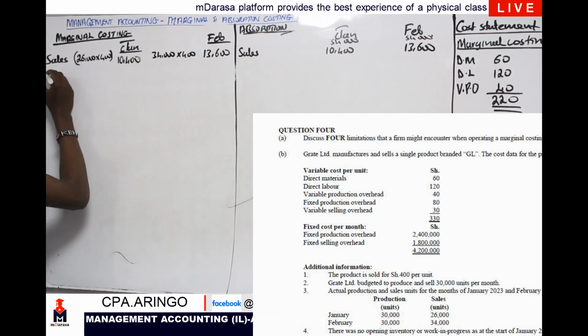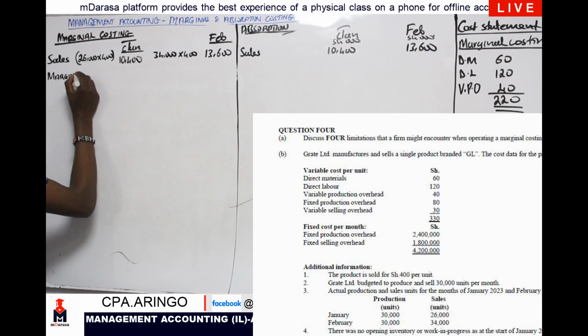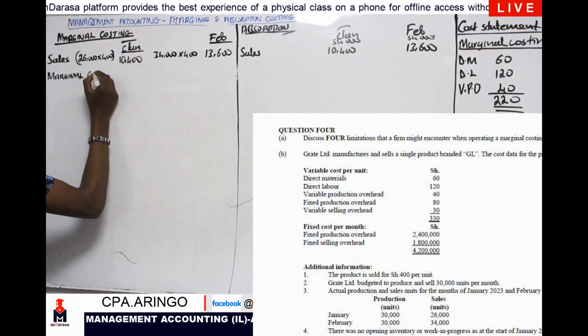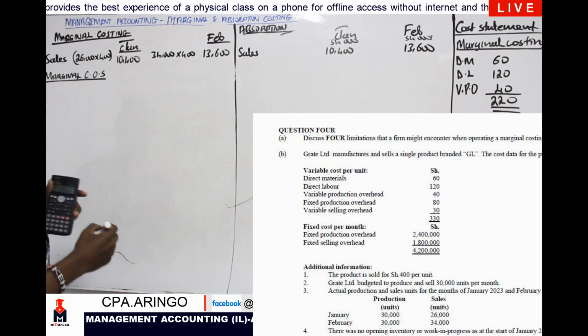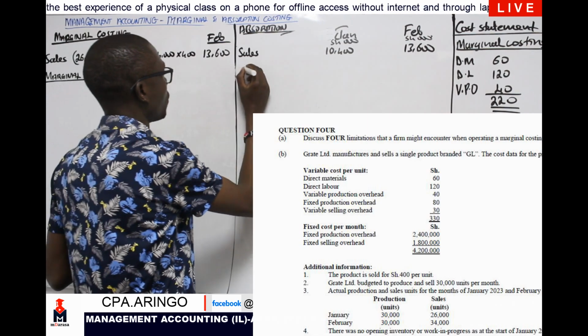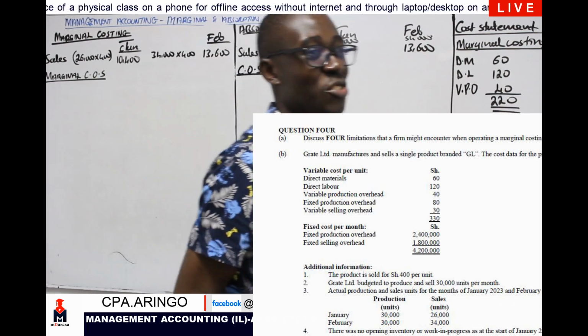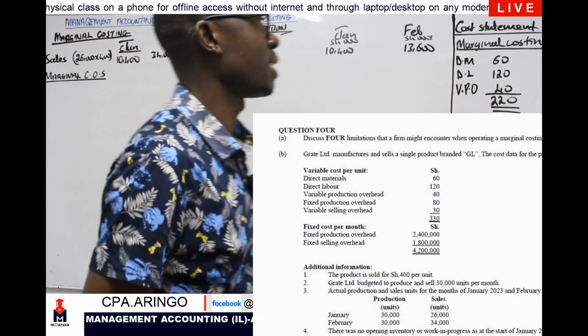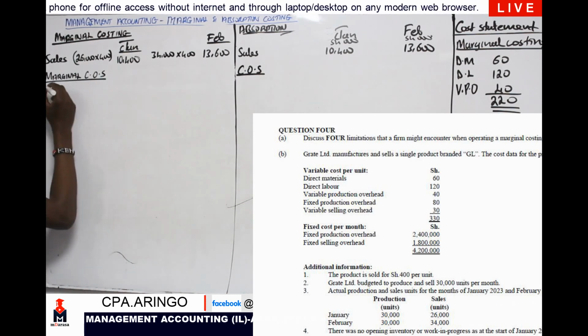That is in relation to what? Marginal cost of sales. This other one, I'm having what? Cost of sales. I'm working them concurrently so that it should be very easy for us to understand each and every item. We start with our opening inventory.